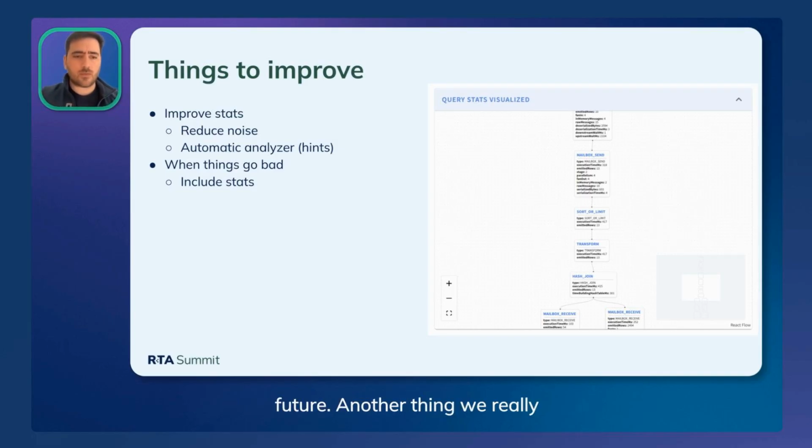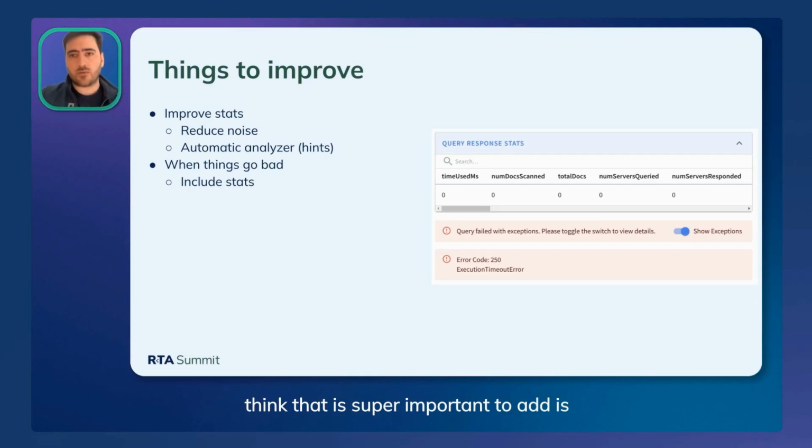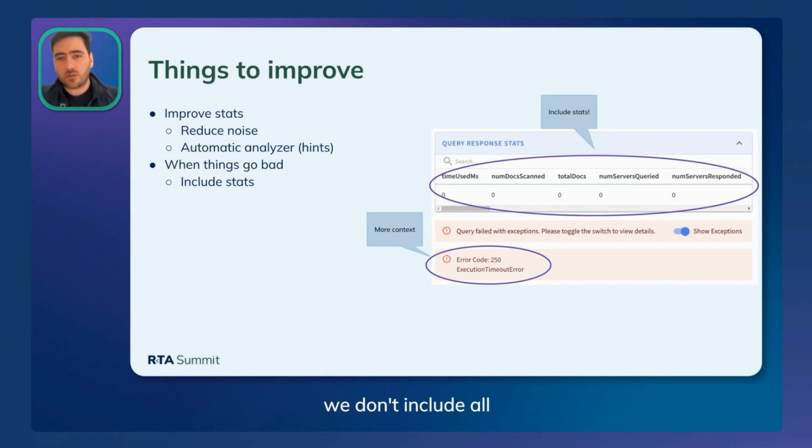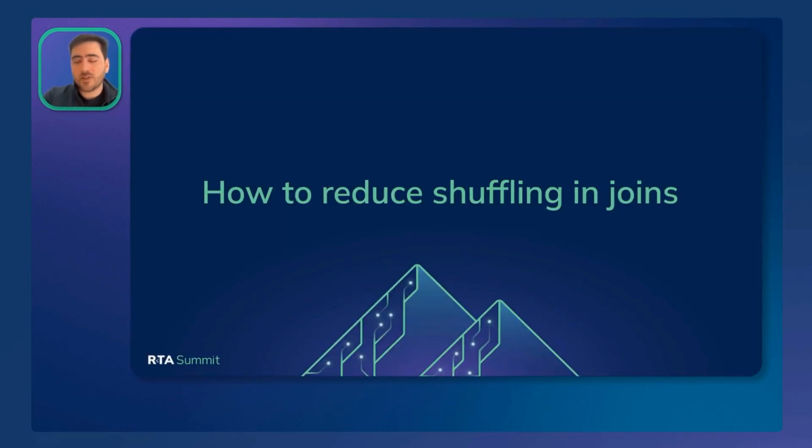Another thing we think is super important to add is including stats when a query fails, because right now stats are always collected, but they are only sent when the query finishes. In cases, for example, when a query times out, it's very complex to understand which part of the query is the one that is taking so long, right? Because we don't include all these stats, we don't have enough context to understand that. You can read that from the logs, but that's not very user-friendly. So these are things we want to improve in the following versions.